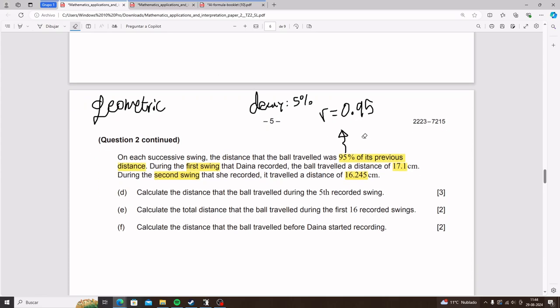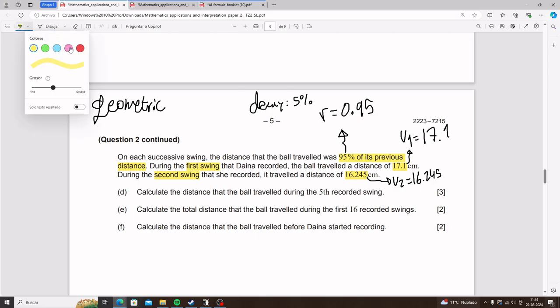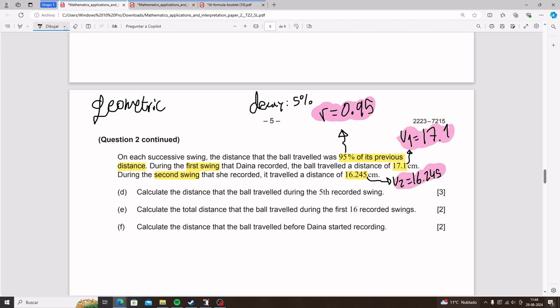So R equals 0.95. And they tell us that the first swing, which we will call U1, is 17.1. ¿Cierto? And then, for some reason, maybe it becomes relevant, maybe not, they also tell us that U2 is 16.245. So this is all we have. You have U1, you have U2, you have R. Let me put in maybe pink what we have. You have R, you have U1, you have U2. Enough blah blah, let's get into it.